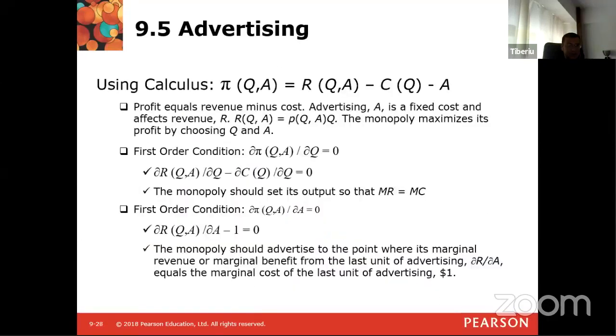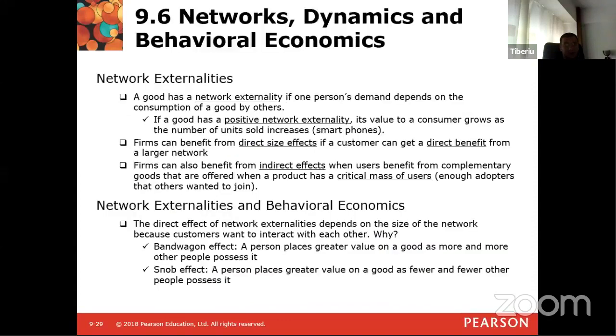Okay, we have calculus here again. Networks, dynamics, and behavioral economics. A good has a network externality when one person's demand depends on the consumption of the good by others. If a good has a positive network externality, its value to a consumer grows as the number of units sold increases.